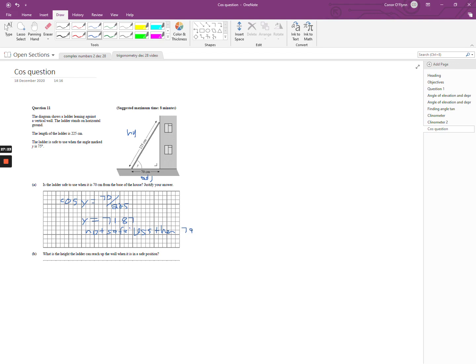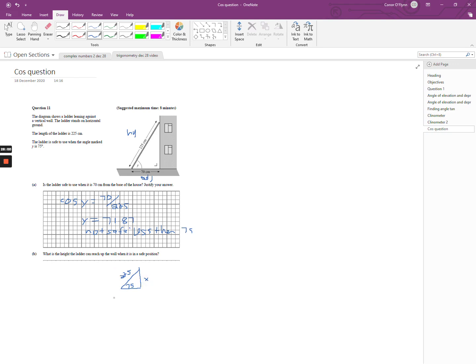Okay. So what is the height of the ladder? What is the height the ladder can reach up the wall when it's in a safe position? Okay, so sketch there. So what height can it reach? Well, you can only reach it when it's 75 degrees, so that has to be 75. Again, this here is the ladder, 225, so that'll always be 225. And then my height that it can reach, well, this will be x.